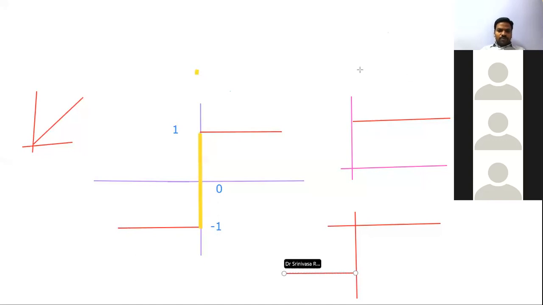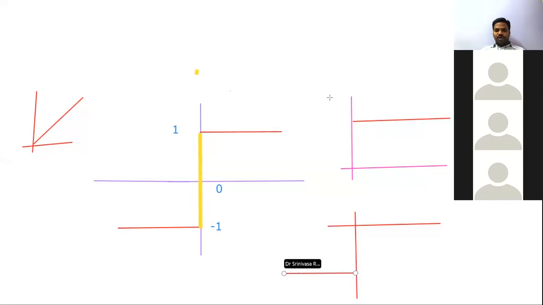Okay. One more question is there, sir. At time t equal to 0, slope will be infinity. See, that is why, if you are getting some confusion, obviously just forget about that slope concept. If you are not able to understand the concept of slope, please just forget about that one. Please try to remember these two types of signals.